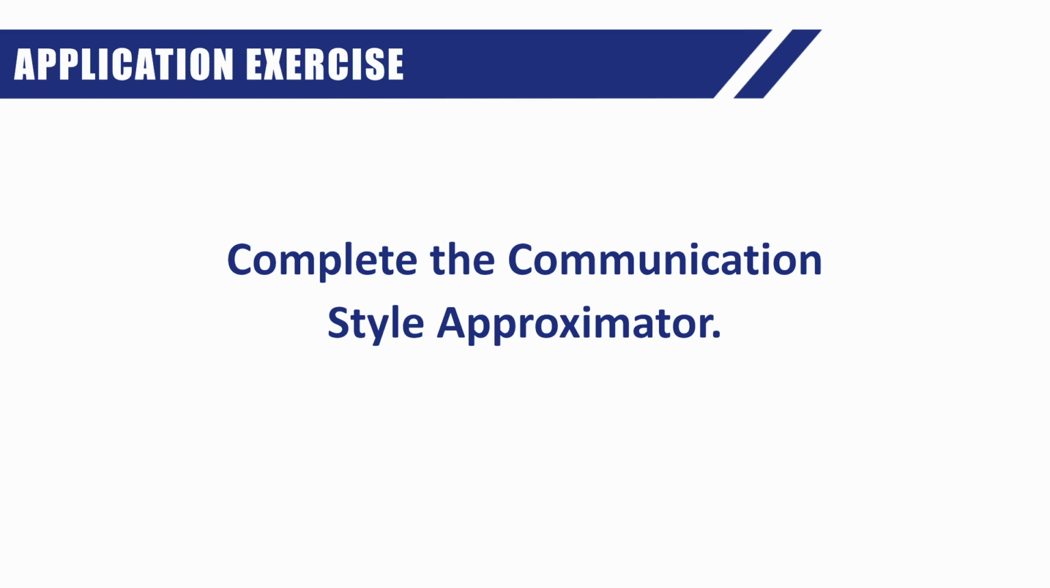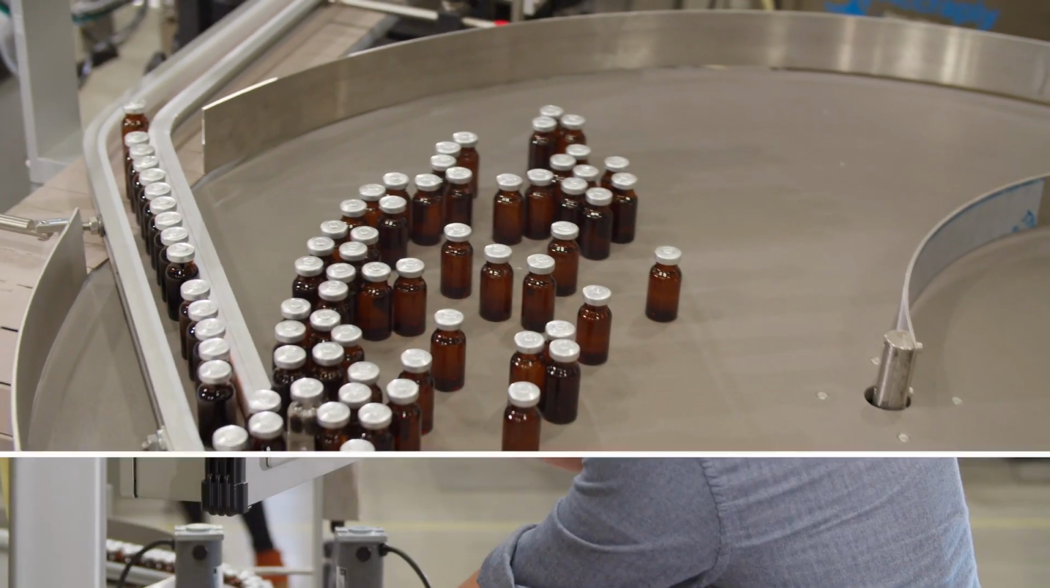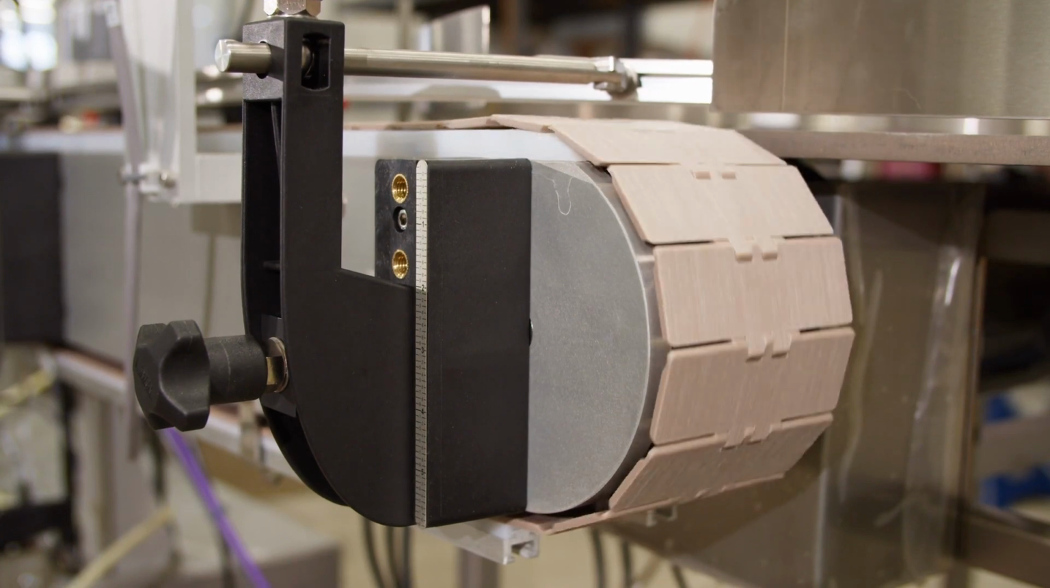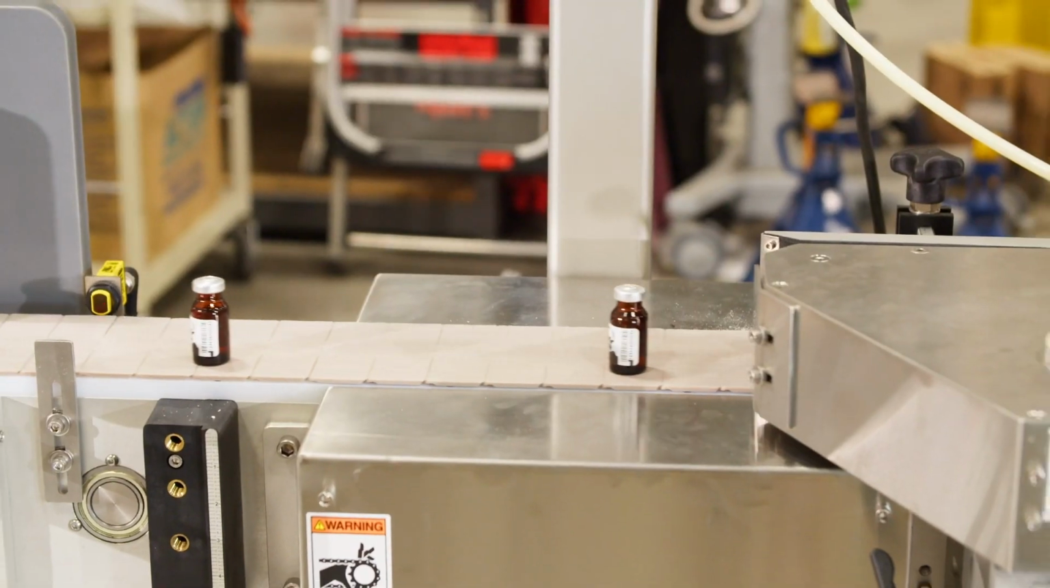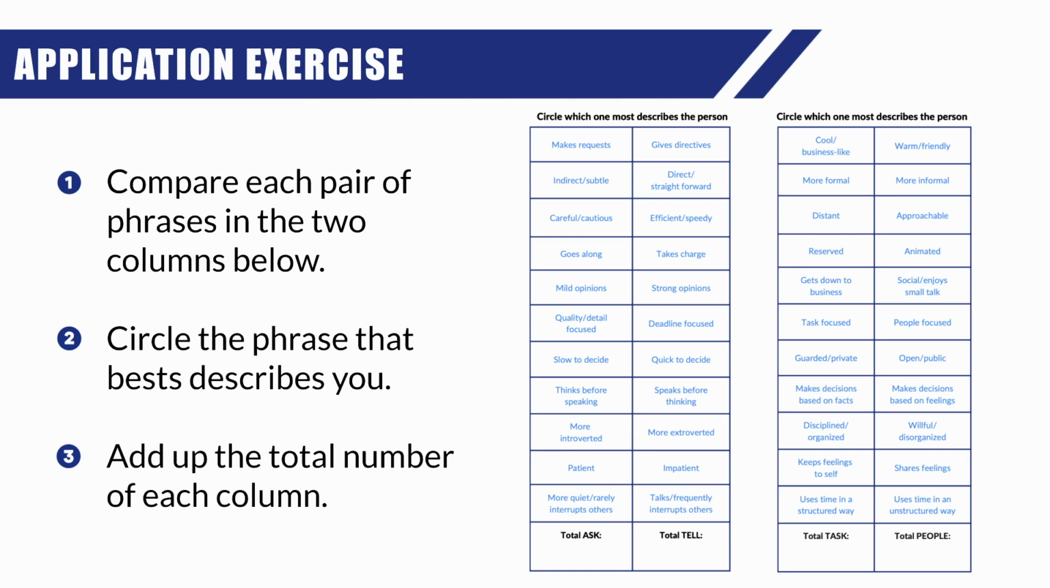I'd like you to complete the communication style approximator. So we'll walk through what that looks like here. Step number 1, compare each pair of phrases in the 2 columns below and circle the phrase that best describes you. Then at the end, you'll add up the total number of each column. And then you'll identify which column had the most circles, ask or tell, and which column had the most circles, task or people. Then you'll circle the words that match your answers above in the chart to find out your approximated style.